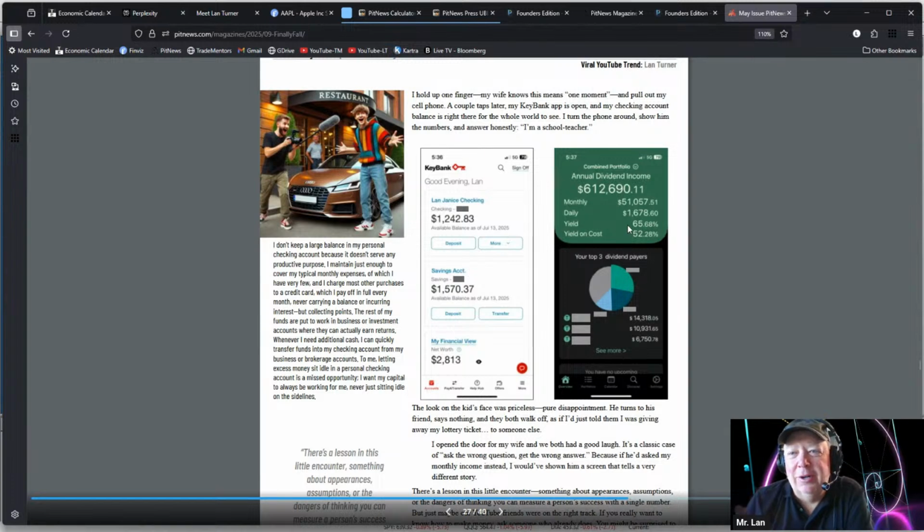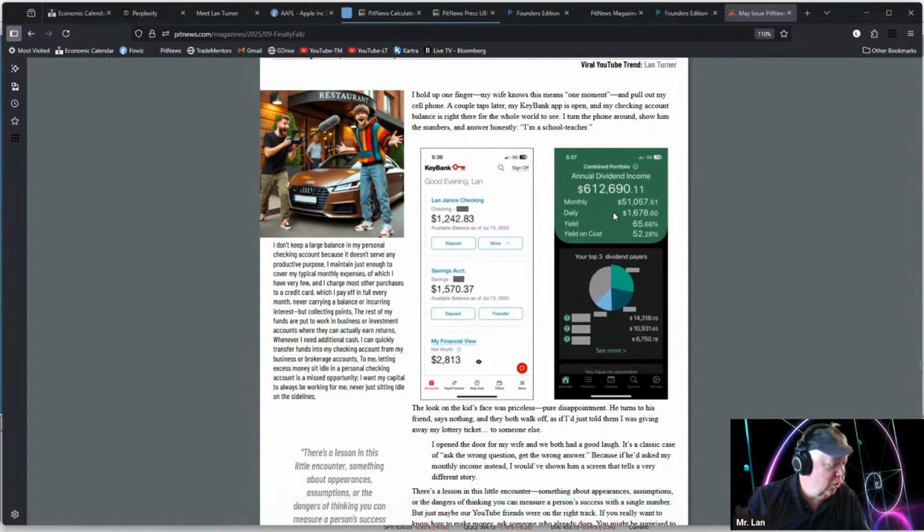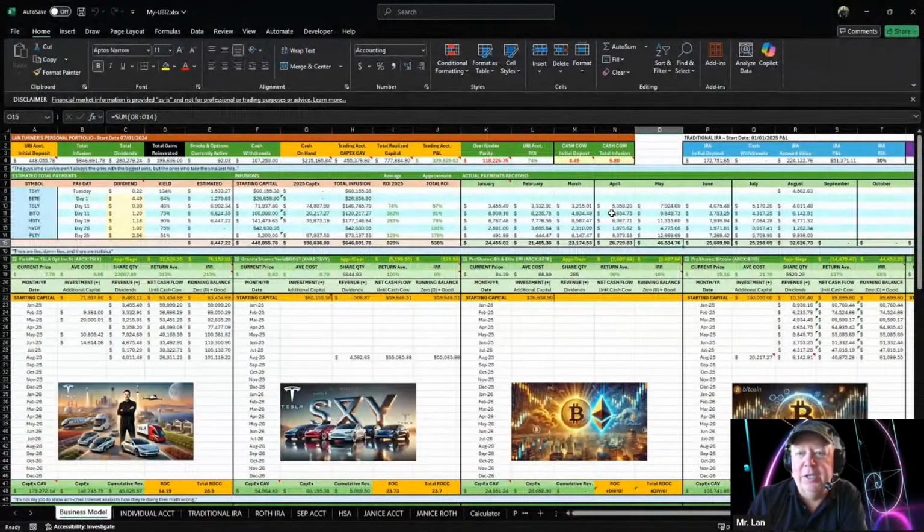I said, if you'd asked the right question, if you'd said, what's your monthly income, I'd have shown you a totally different picture. $51,000 is what I'm sitting on right now. So that brings us back to what this little tool is showing us. In my spreadsheet, I have all that calculated, but I have to do it manually, and it takes a lot of work.